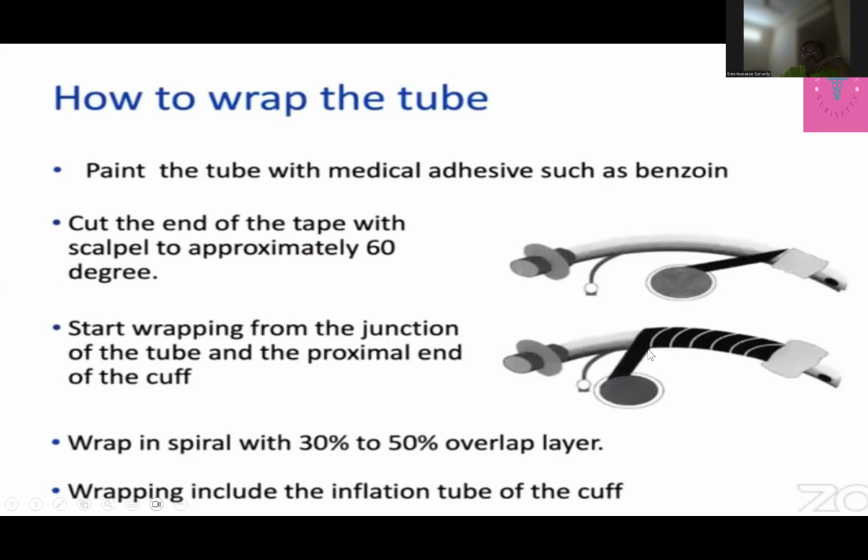So this is a 60 degree angle cut, and start the wrap from the junction of the tube and the proximal end of the cuff. From here you have to start the wrapping. Wrap in a spiral with 30 to 50% overlap. This is the first wrap. The second wrap should overlap 30 to 50% of the first wrap. Wrapping sometimes includes the inflation tube of the cuff.